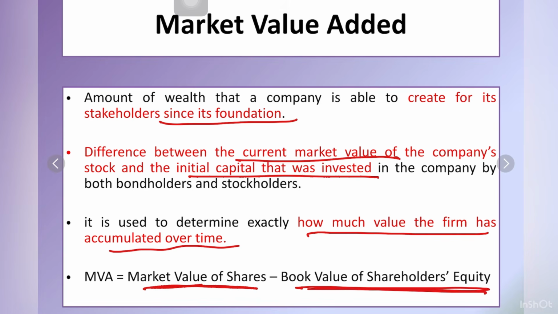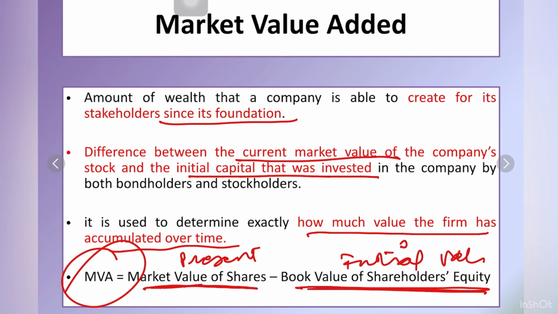We are going to understand this with the help of an example. So this is the present value and this is the initial value, right? The difference between the two gives us the market value added.